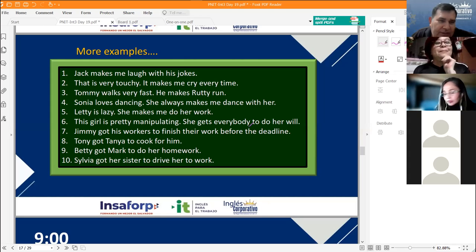Sonia loves dancing. She always makes me dance with her. She says, come on, dance with me. No, I don't want to dance. Come on. Hey, don't be like that. You're such a stiff guy. Come on, dance with me. Okay. So she makes me dance. All right. Now the other one.